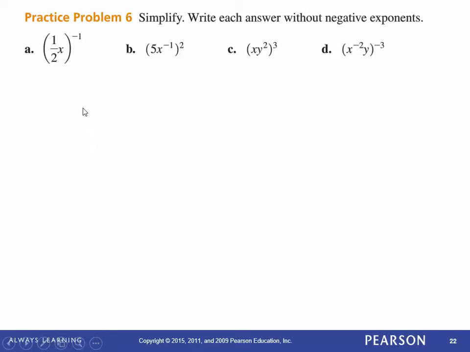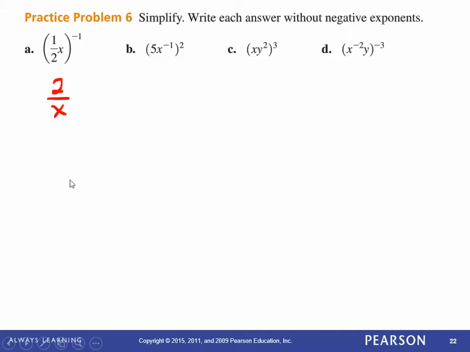All right, so let's go with number 1. That little negative 1 just means reciprocal and that's it. So in this case, we're going to take the reciprocal of 1/2 x, so that means the 2 gets to go to the top. The x is a multiplier, so therefore it's going to go to the bottom. So how about 2 over x?